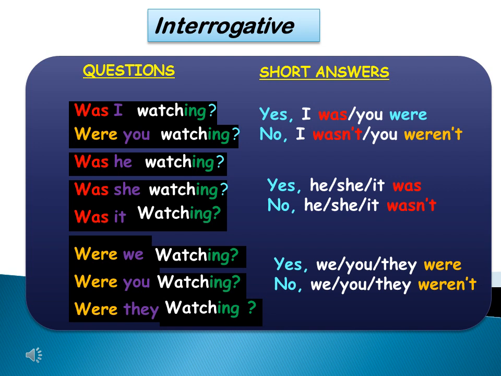Next, were we watching, were you watching, were they watching. If the answer is yes we say yes we were, yes you were, yes they were. If it is no we say no we weren't, no you weren't, no they weren't. So this is the interrogative case plus short answers.